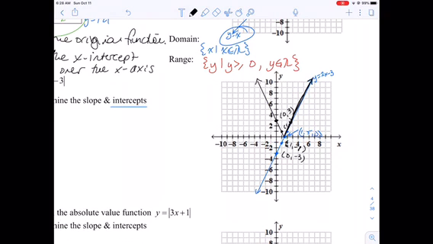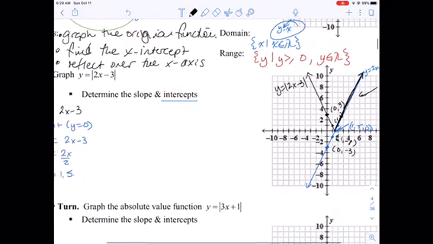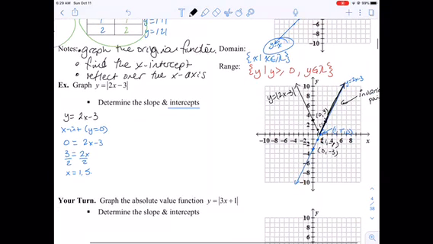And then, of course, there's this overlapping. These are all invariant points here. Those are all overlapping or invariant points. So here's our new graph in black. This is y equals the absolute value of 2x minus 3. Okay, so that's all there is to graphing these.